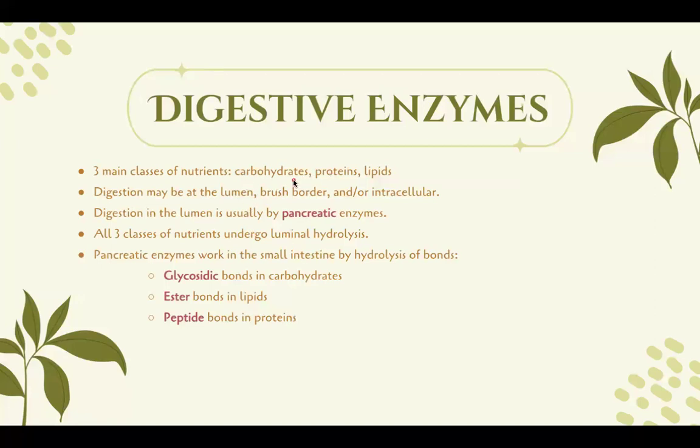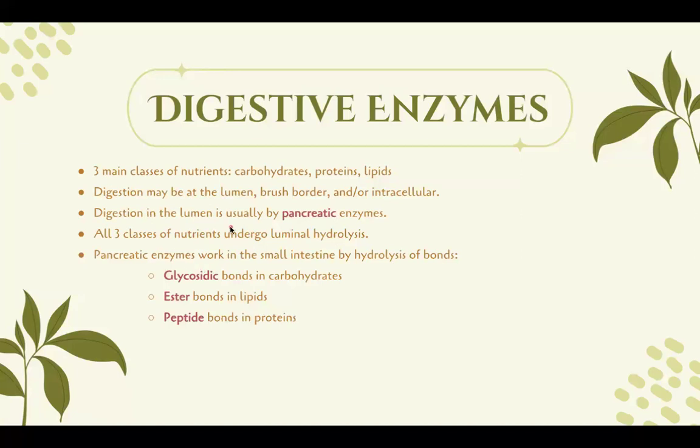generally, all three of them will be digested in the lumen, okay? And digestion in the lumen is usually by pancreatic enzymes. The other two locations, some of these nutrients will be digested there, some other ones will not be, but lumen is where you have all of them being digested, okay? We will see what we mean by this in a second, right?